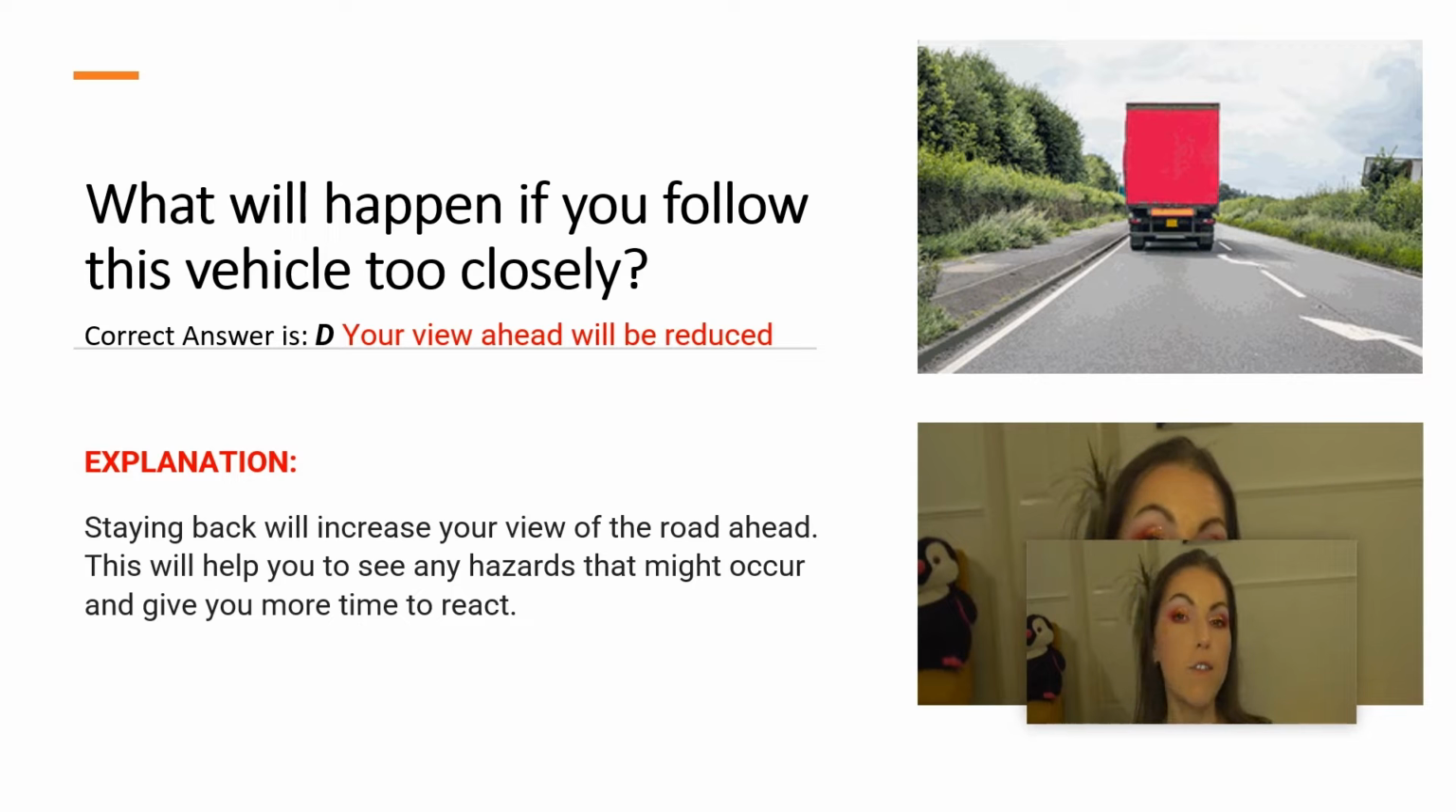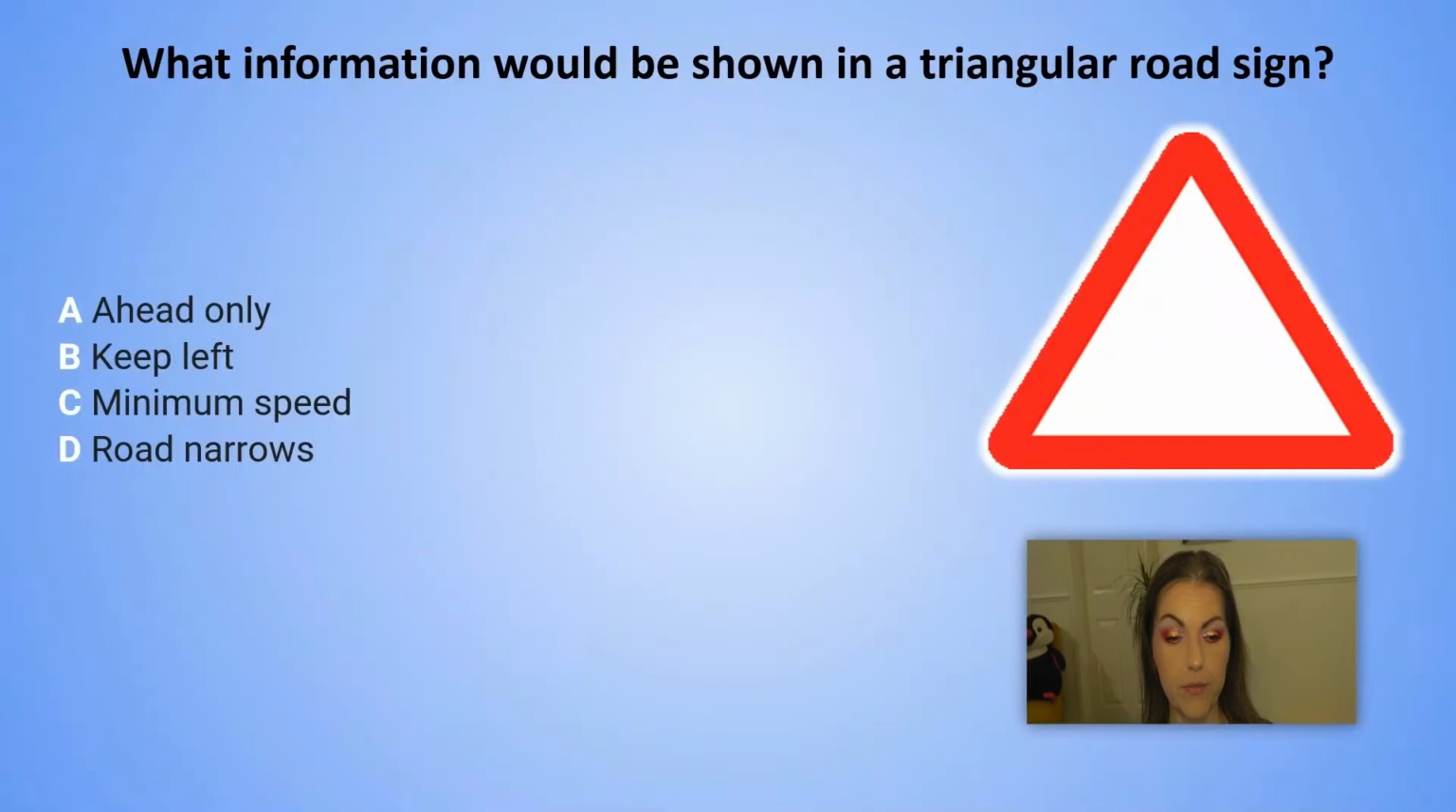Are we ready for the next question? What information would be shown in a triangular road sign? Let's remember here the red color, red. A, ahead only. B, keep left. C, minimum speed. Or D, road narrows.